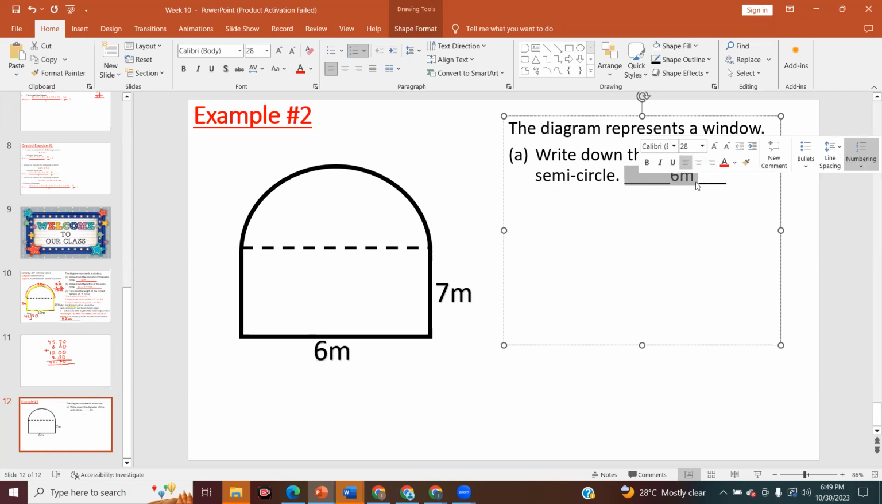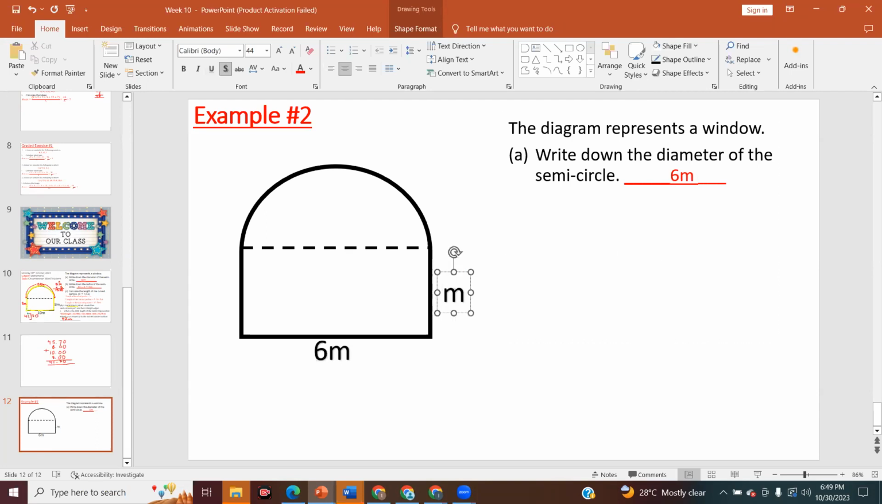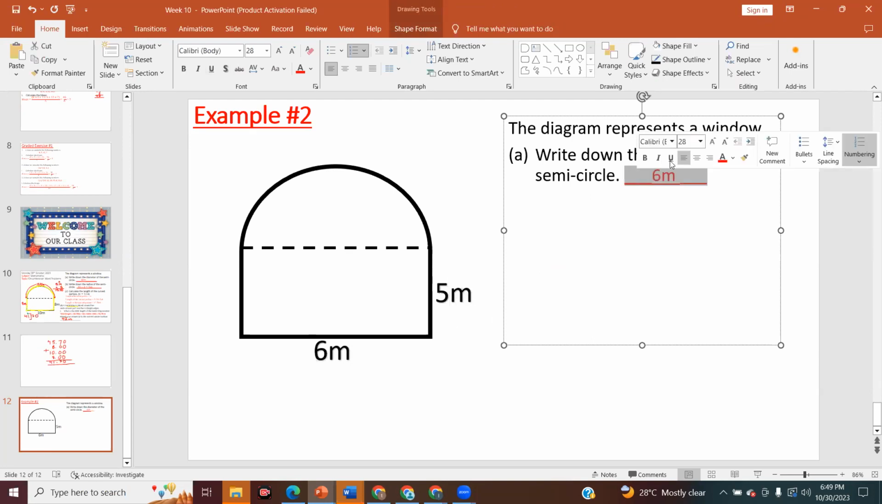6 meters. Excuse me, go ahead. That semicircle ain't adding up. How is 6 meters longer than 7 meters? That's true. So let's make this 5. That's a good observation.